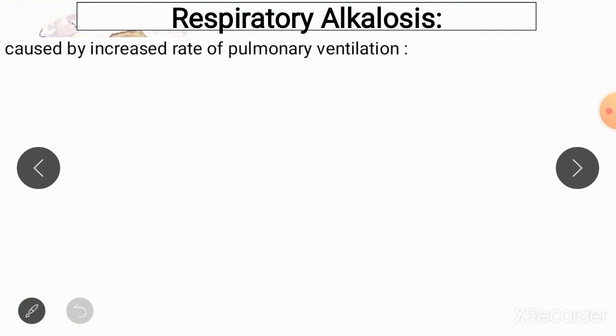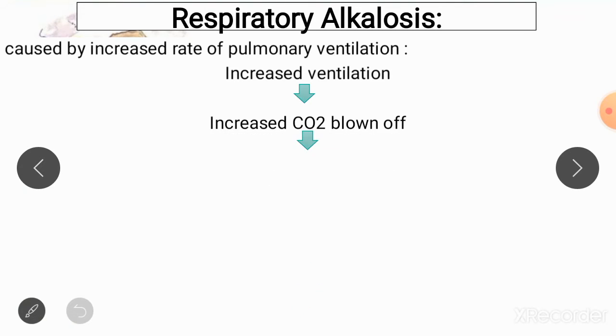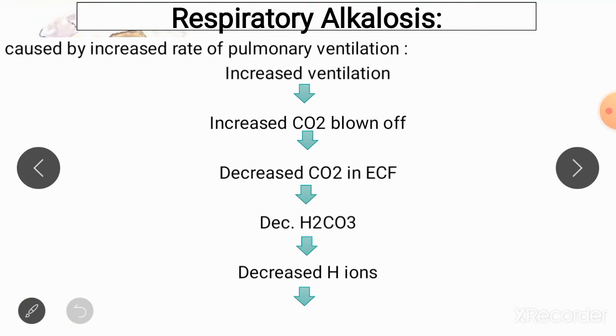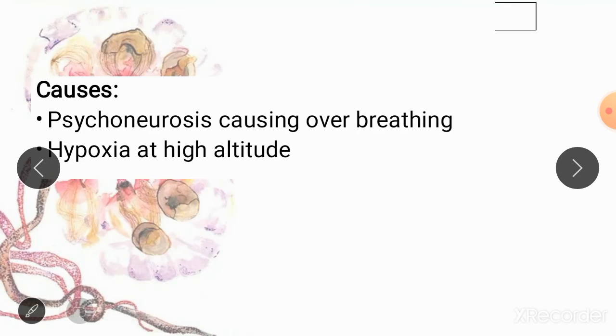This is caused by increased rate of ventilation. So when your ventilatory rate increases and your rate of respiration increases, you are blowing off more than normal quantities of carbon dioxide, which is going to lead to decreased carbon dioxide in your extracellular fluid, and your carbonic acid concentration is going to fall way below normal ranges. This is going to reduce hydrogen ion concentration and increase your pH, and this is going to result in respiratory alkalosis. So what are the causes of respiratory alkalosis?